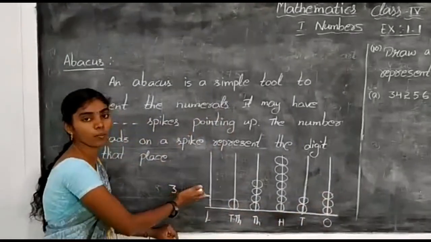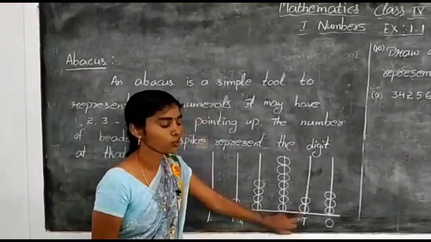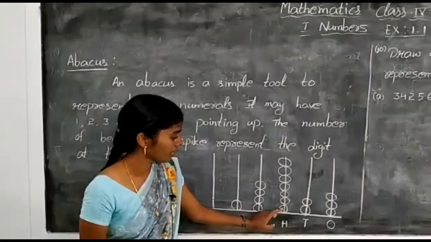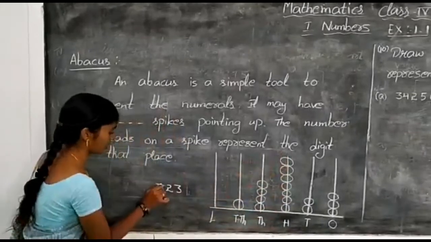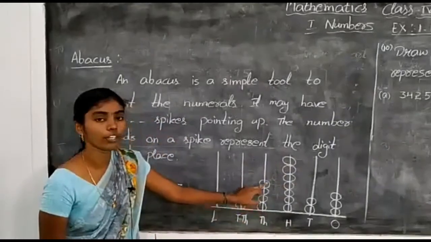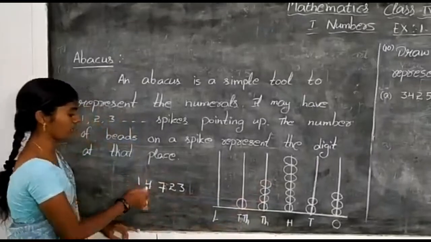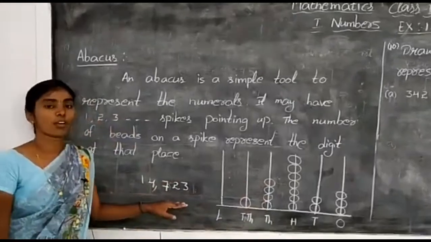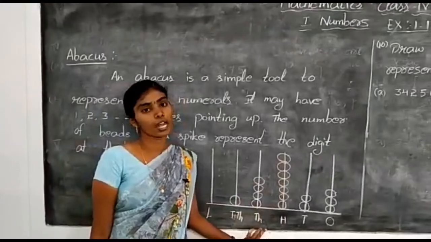Next, we have to write the number always right to left. Next, in the tens place how many beads are there? 2 beads. Next, in the hundreds place how many beads are there? 1, 2, 3, 4, 5, 6, 7. 7 beads. Next, in the thousands place 1, 2, 3, 4. Next, in the 10,000s place 1 bead. So what is the total number? 14,723. This number we have to represent on the abacus with beads. We have to draw the beads.